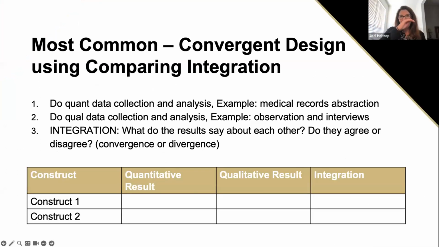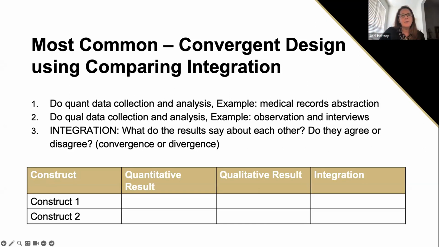The most common convergent design integration technique is using comparison. So you're doing the quantitative data collection and analysis, and then you do the qualitative. So maybe you do medical records or surveys, and then you have observations and interviews. And then you're really looking to say, what do these say about each other? You're really comparing the results. Do they agree or disagree? And that's kind of the basis of this.